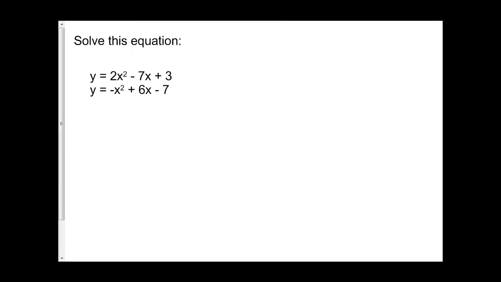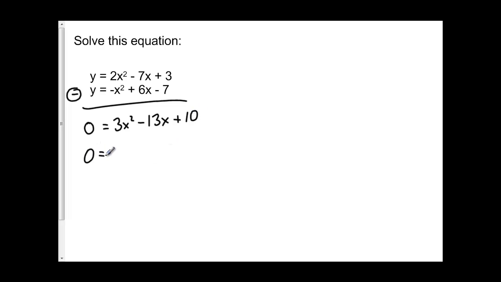Another way I could do this is by elimination. So here's a question where I've got the x squareds lined up, the x's lined up, the numbers lined up, and the y's lined up. If I want to get rid of the y's, I could subtract both equations. So y minus y is going to give me 0. 2x squared minus negative x squared is going to give me 3x squared. Negative 7 minus negative 6 is going to give me negative 13x. And 3 minus negative 7 is going to give me positive 10.